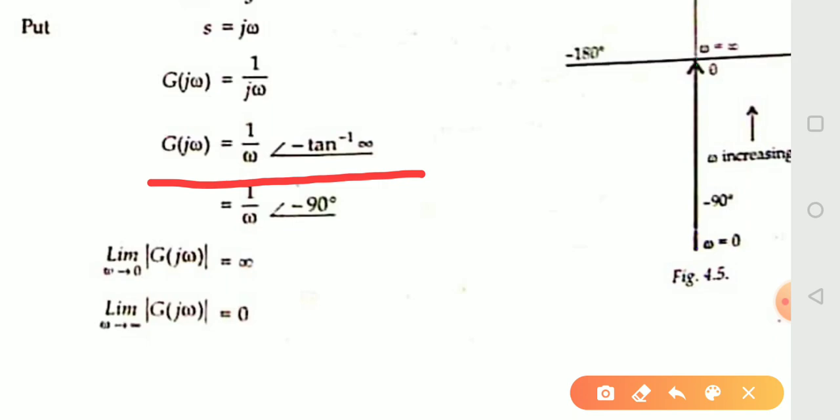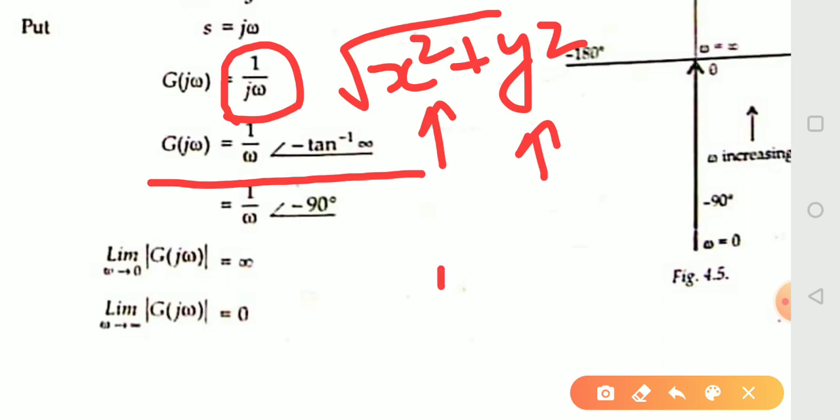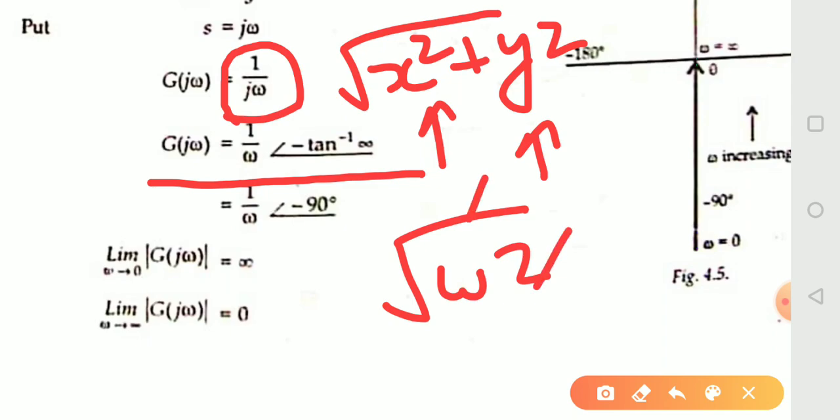If we find the magnitude of 1 over j omega, here the real part is 0 and the imaginary part is omega. In the previous video I also explained this term. The magnitude is the square root of x square plus y square, where x is the real part and y is the imaginary part. So here it is the square root of 0 square plus omega square, so the root cancels the square and the term will be omega.